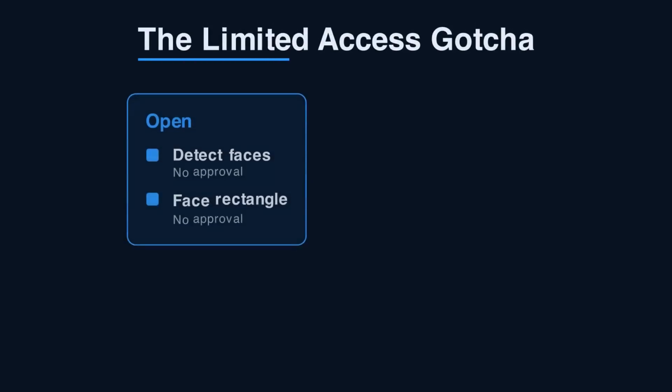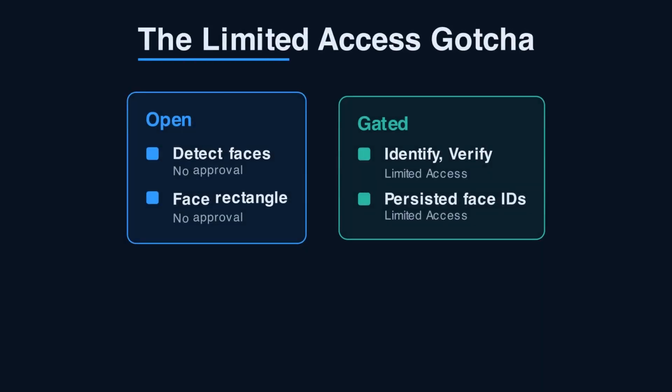Here's the surprise I promised. Many teams assume all of face needs a gated application. False. Detection and the face rectangle are open to everyone. Only identify, verify, and persistent face IDs require Microsoft approval. So set return face ID to false and never call identify. You blur faces with zero special access.